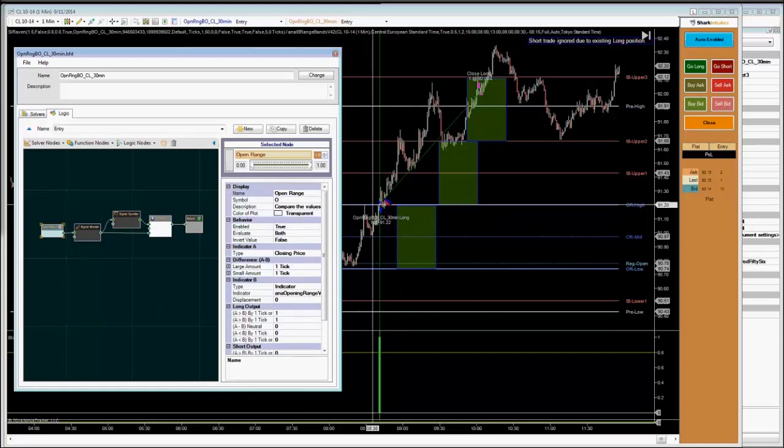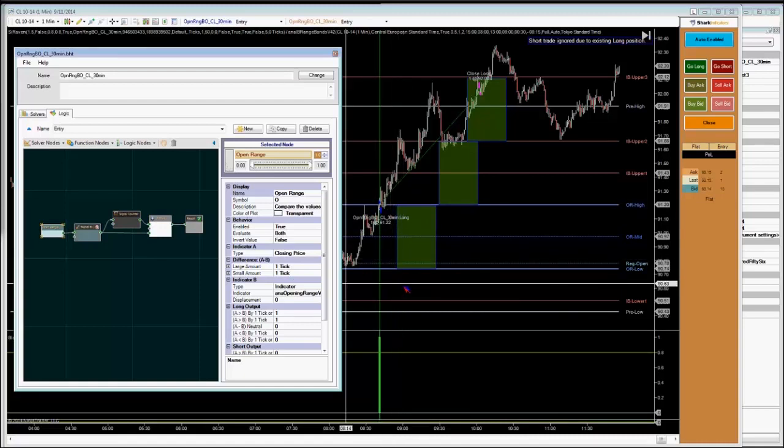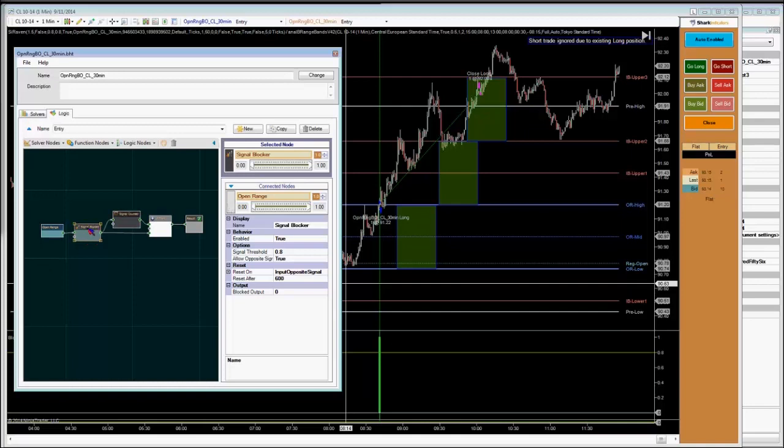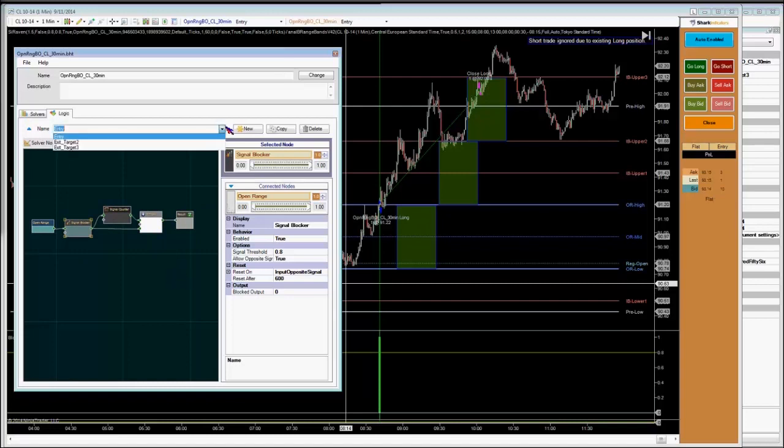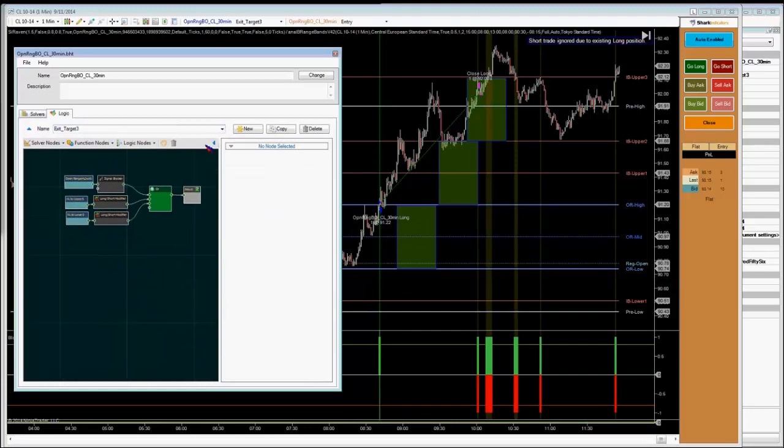When it closes above the opening range high, it's signaling a long entry. If it closes below the opening range low, it's signaling a short entry. Then I'm essentially allowing only 2 trades a day, and that's what all this other stuff is for, to basically allow only a couple of trades a day. And then that's the entry. And then here's the exit.